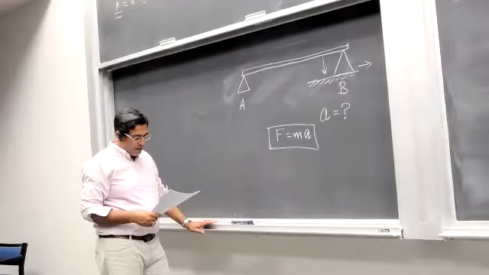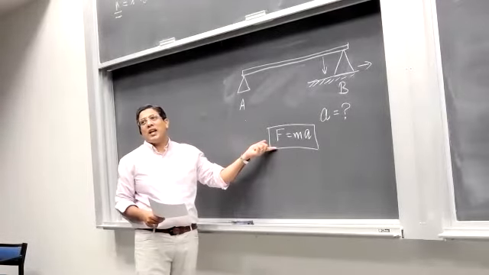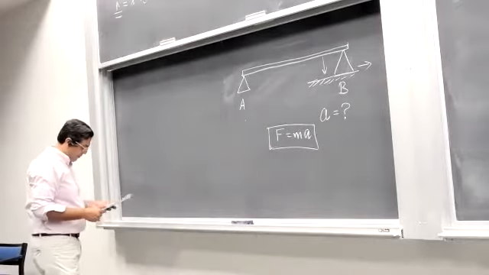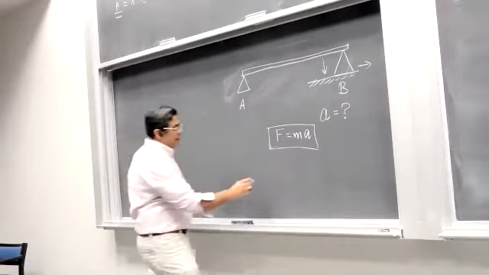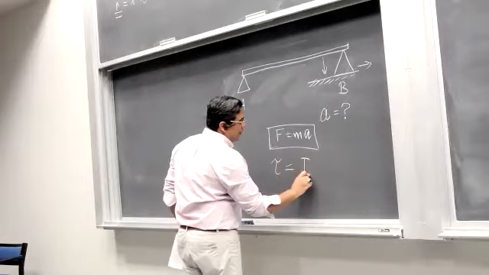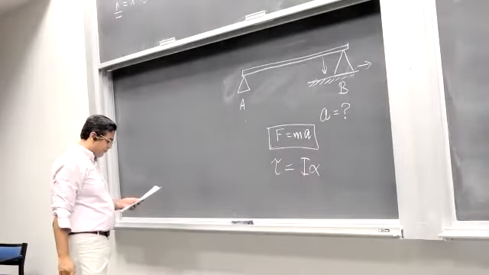What we can do is apply the equivalent of this equation for rotational motion. And what is the equivalent of this equation? That is tau equals I alpha, right?